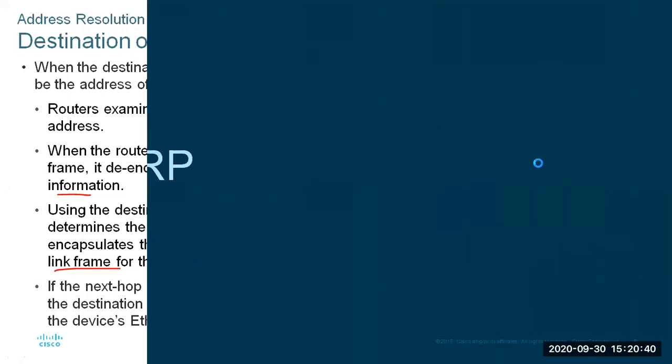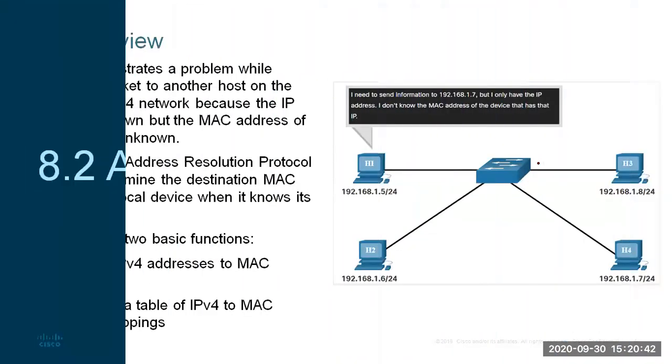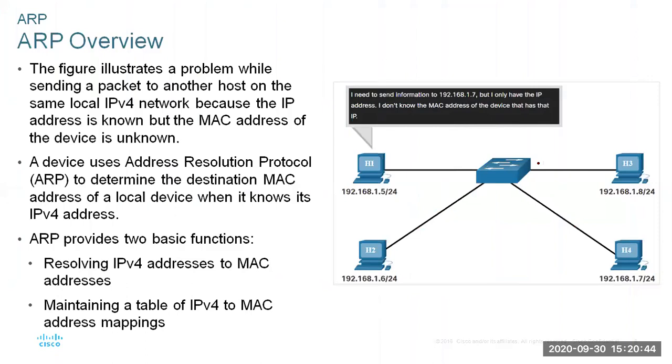And that is how it's going to be moving. Now, how does ARP come into play? The figure illustrates a problem while sending a packet to another host on the same local IP version 4 network. Because the IP address is known, but the MAC address of the device is not known.